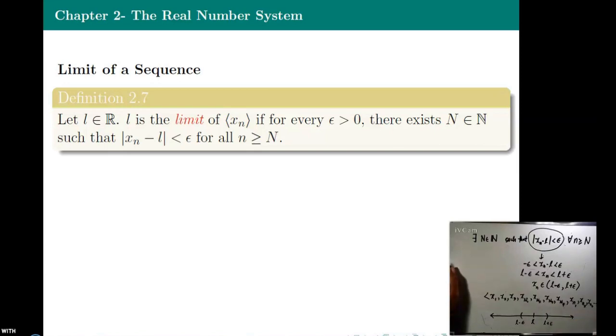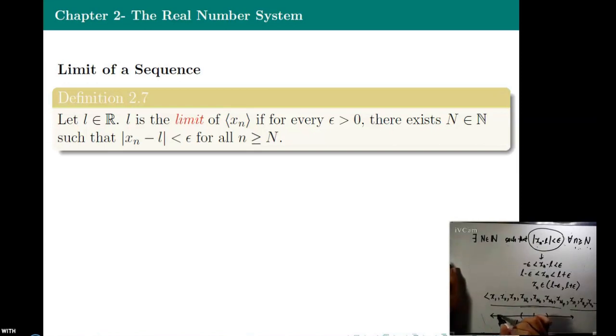Then it states that there exists a natural number big N, such that this open interval here contains the terms of the sequence x sub n, small n greater than or equal to big N. So what's inside here are all the terms of the sequence with small n greater than or equal to big N. And the rest of this will be outside the open interval.